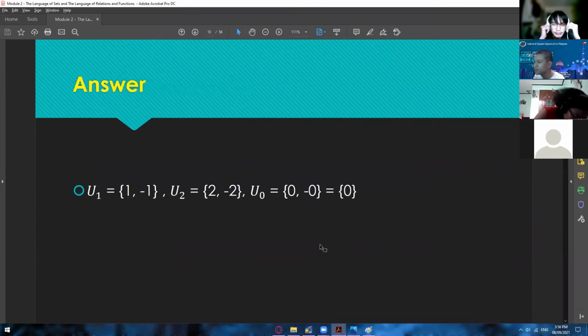So where are we now? Here are the answers. U sub 1 is {1, -1}, u sub 2 is {2, -2}, and u sub 0 is {0, -0}. If we simplify this one, we don't actually have negative 0, so this just becomes 0.